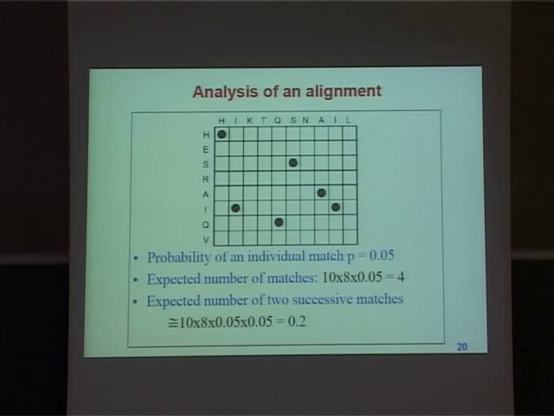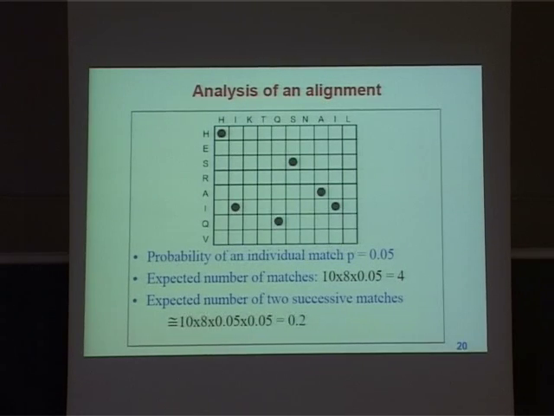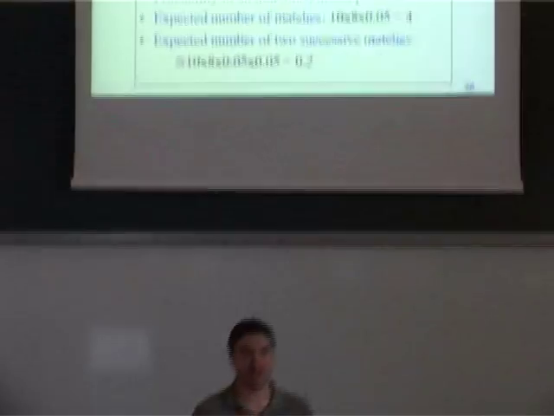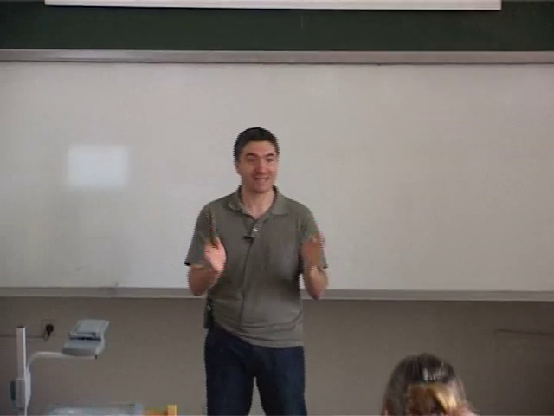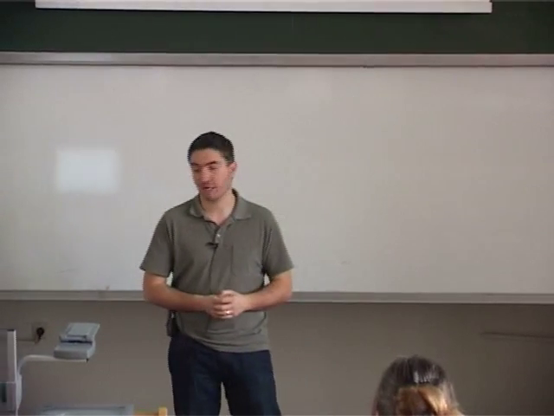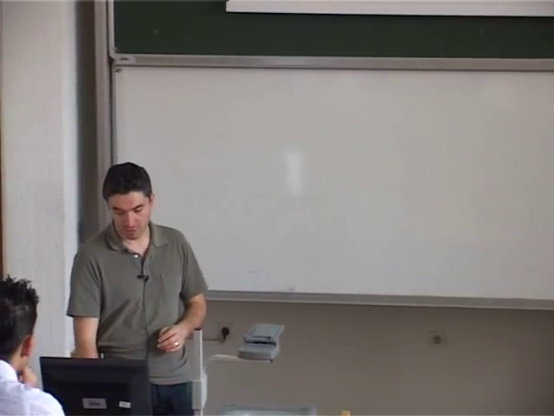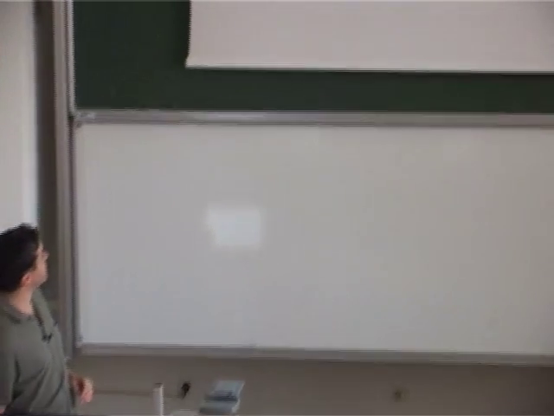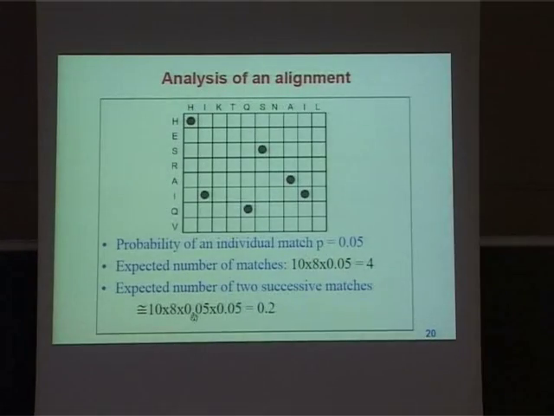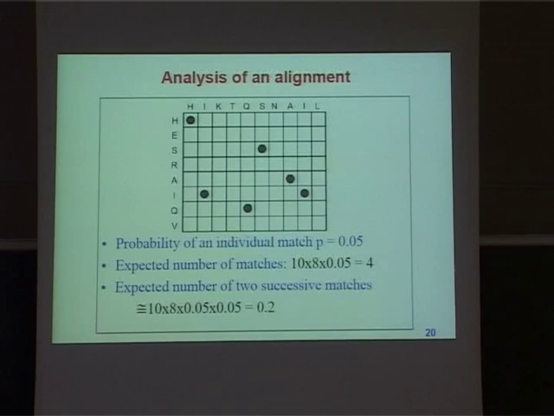However, this can be ignored if the length of the match run you're looking for is much smaller than the actual length of the sequences. If m and n are like 100 and 500, and you're looking for a length of 10, this can be ignored. So we can approximately say that the expected number of two successive matches is going to be 10 times 8. 10 times 8 is the size of this matrix, and this is the probability of observing a single match run of length 2.